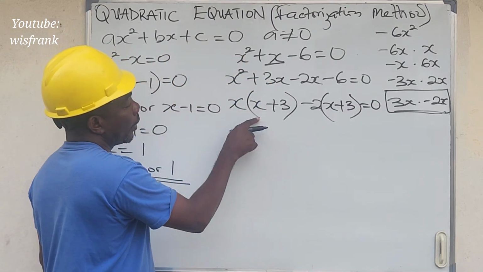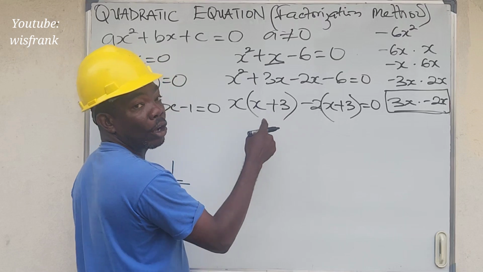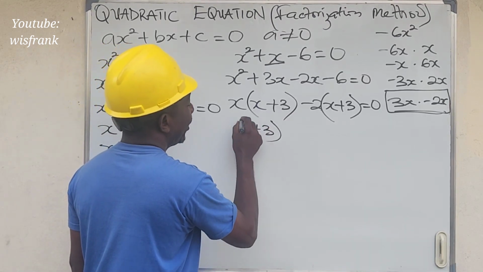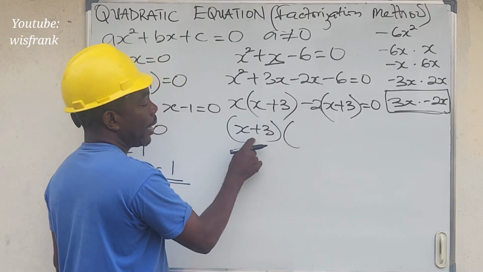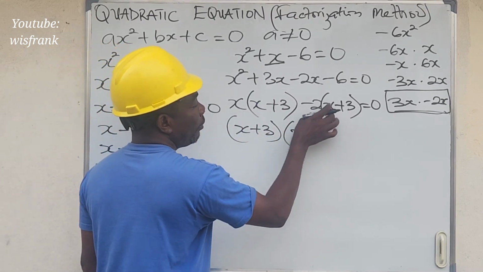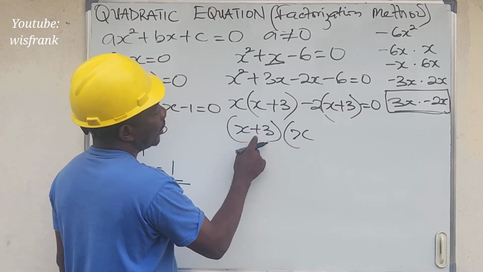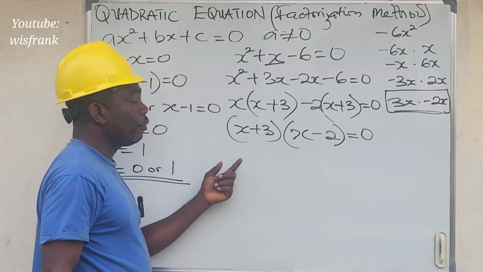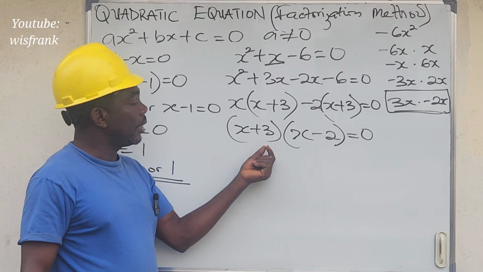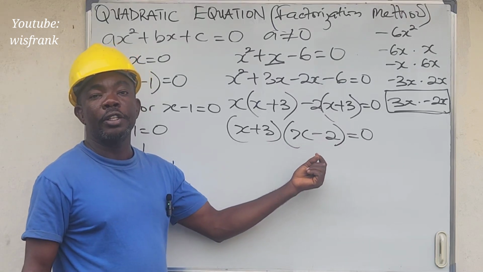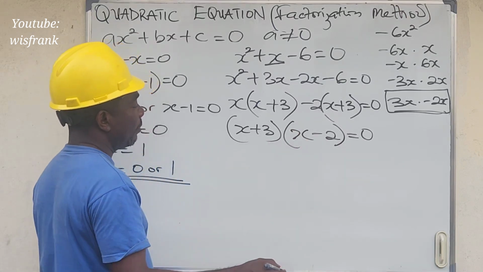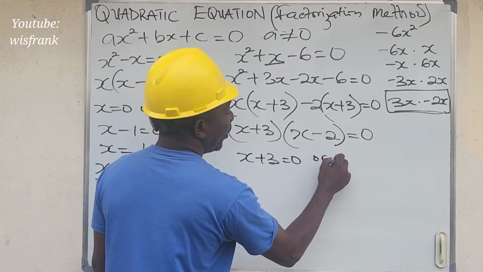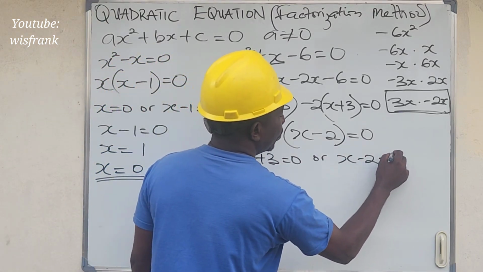From here, you can see that these parentheses are common, so we can use that to factor it out. So we have x plus 3 into, when we divide the whole of here by this, will give us x. And when we divide the whole of here by this, it will give us minus 2, all equals to 0. So we have two parentheses here. As we used to say, it is either the first one equals to 0 or the second one equals to 0. Let's set one after the other. So we have x plus 3 equals to 0, or we have x minus 2 equals to 0.